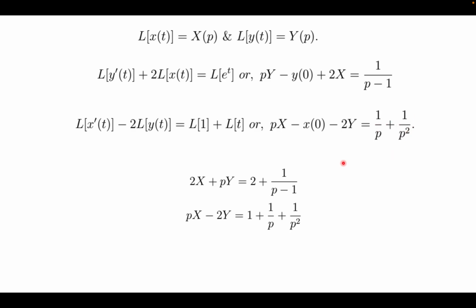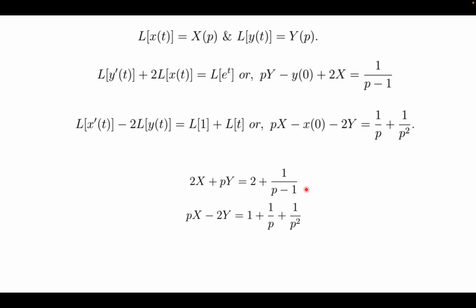Now if you compare both of these equations, they have two variables, x and y. So you can solve these equations simultaneously. If I rewrite these equations by putting in the boundary conditions, I get 2X plus pY is equal to 2 plus 1 upon p minus 1. Similarly, I get pX minus 2Y is equal to 1 plus 1 upon p plus 1 upon p square. I have just put the boundary conditions in both of these equations.